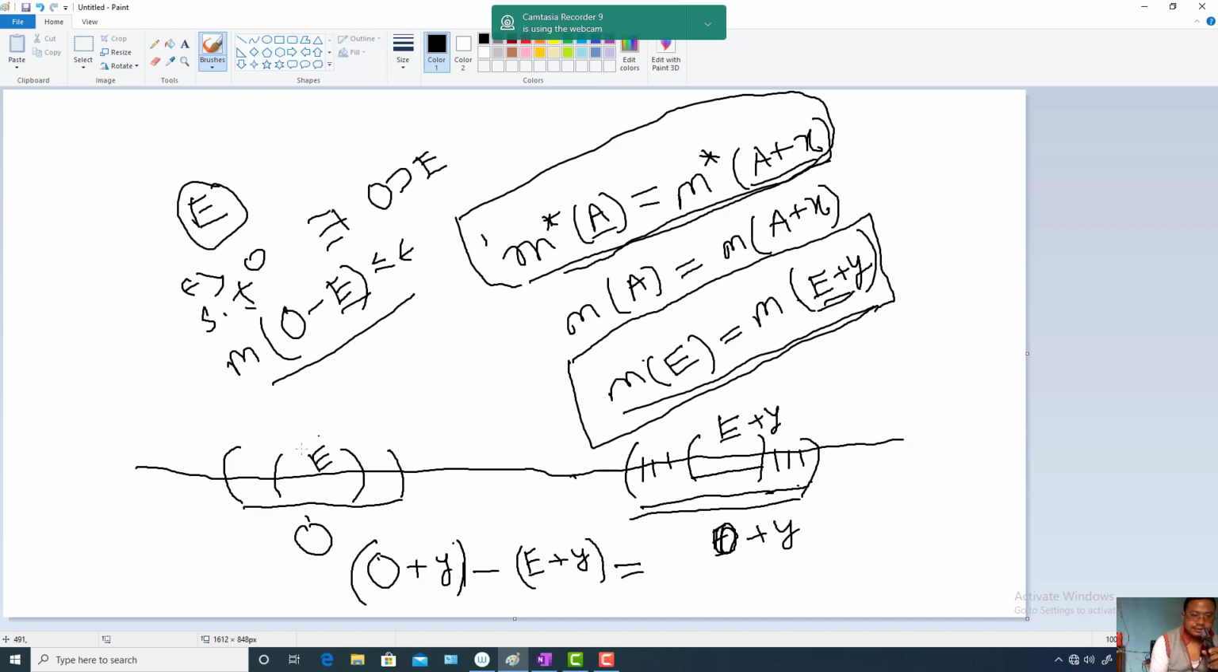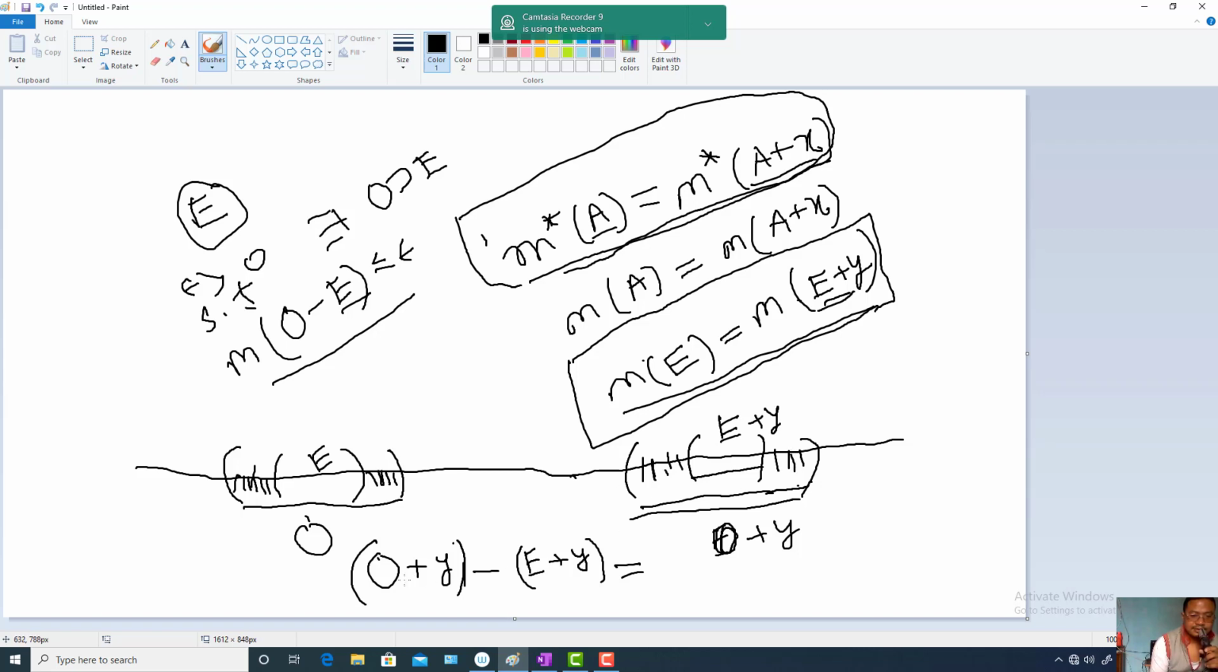What about O minus E? O difference E will be here. Means from O you take out E, and the remaining set is O difference E. If you take a point from O difference E and add y, then it will be here. So if you take one point from here and add y, then it will be here.